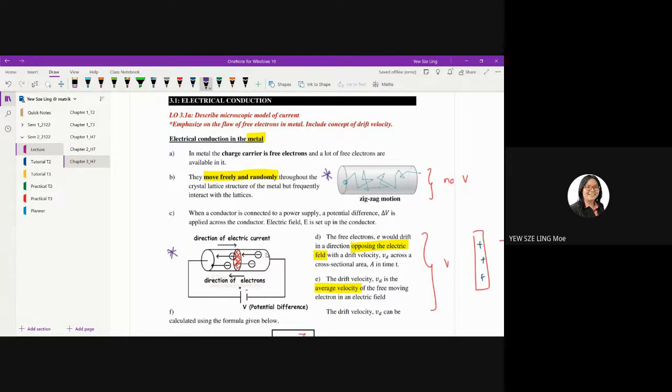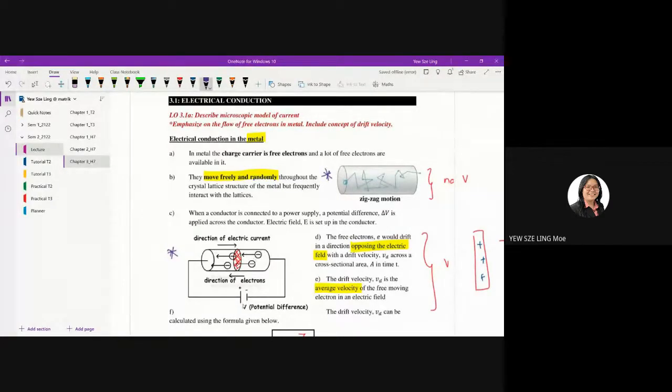So other than calculation-type questions, this is one very popular question in past exams. Not graph sketching, sorry, diagram sketching. You need to sketch the diagram and explain a bit how it moves. Before, it moved freely and randomly, and after, it moved opposing the electric field, and also opposing the direction of current, and so on.